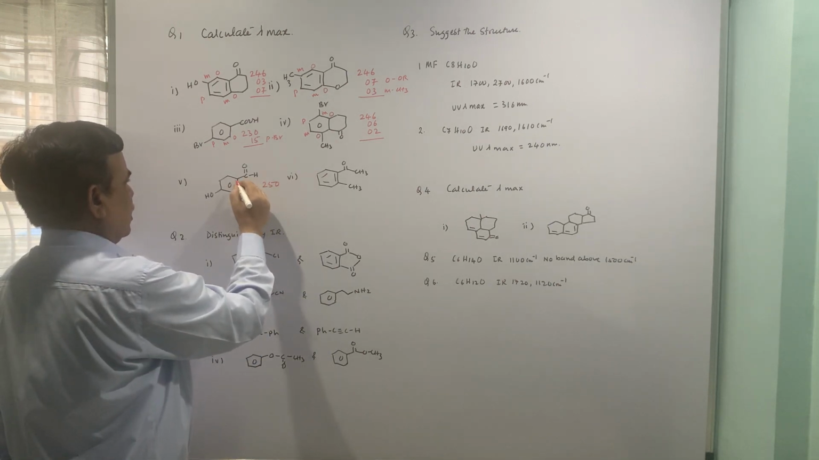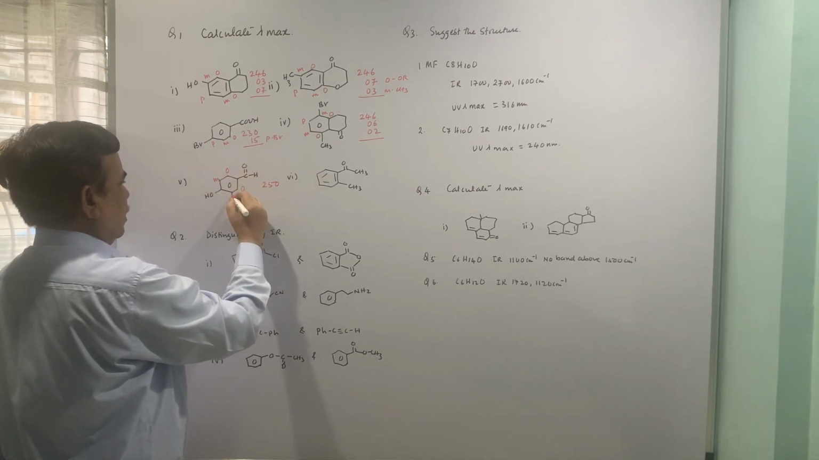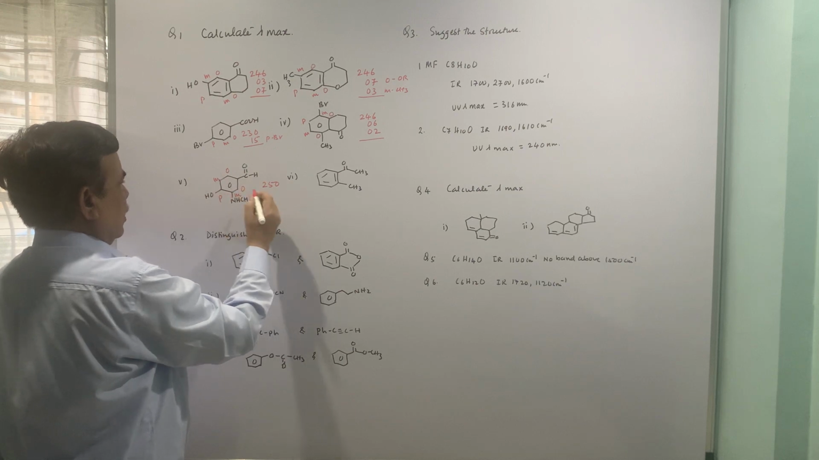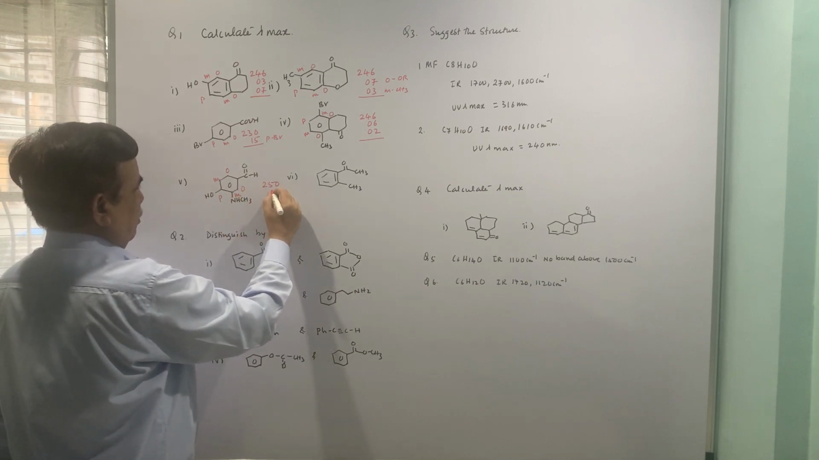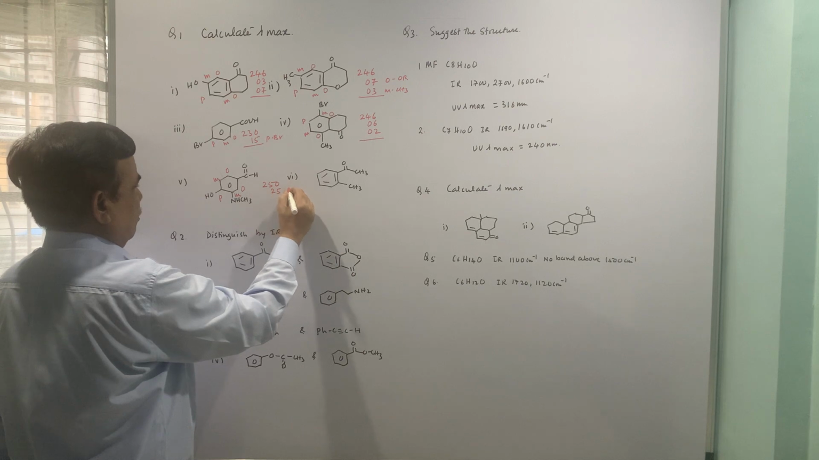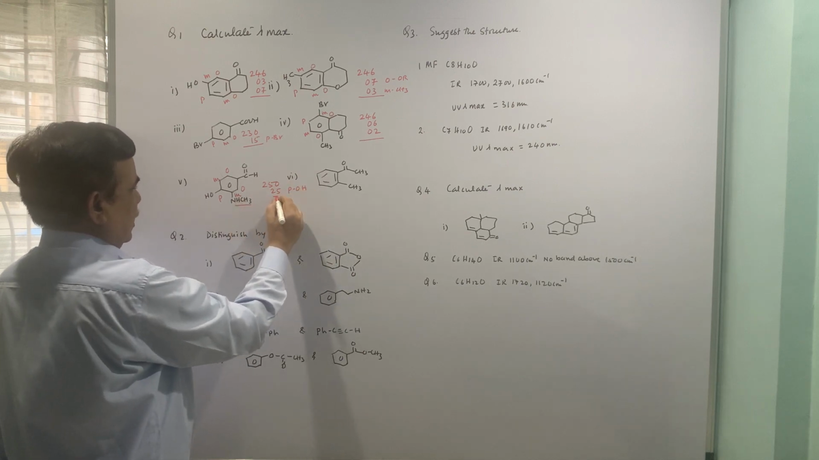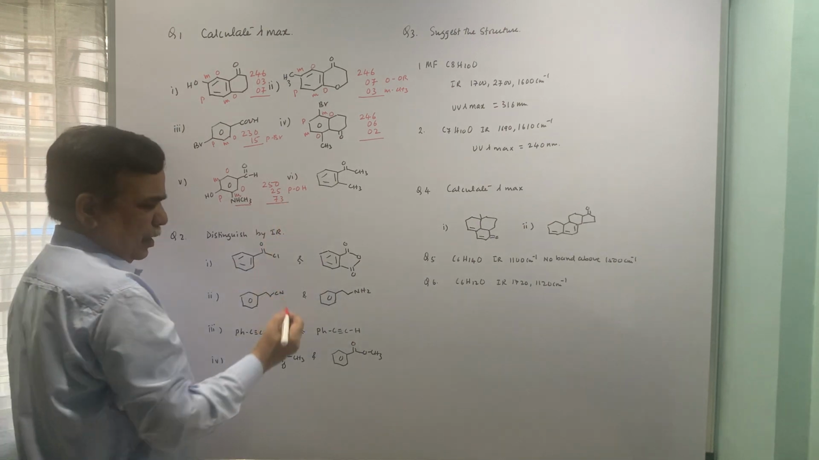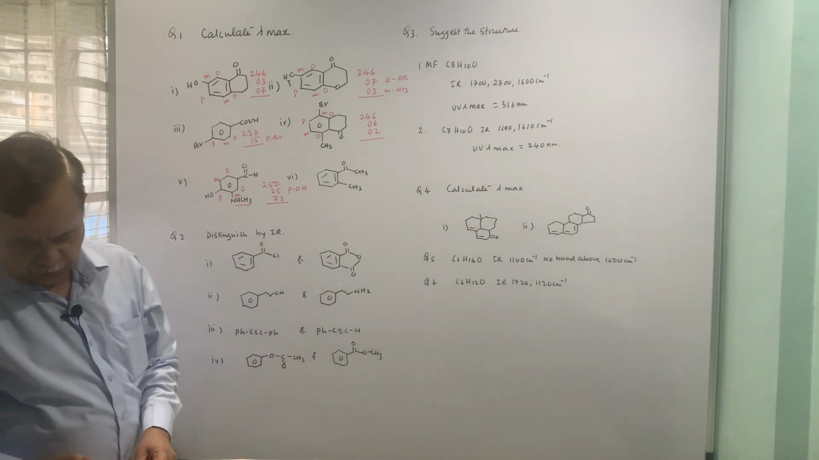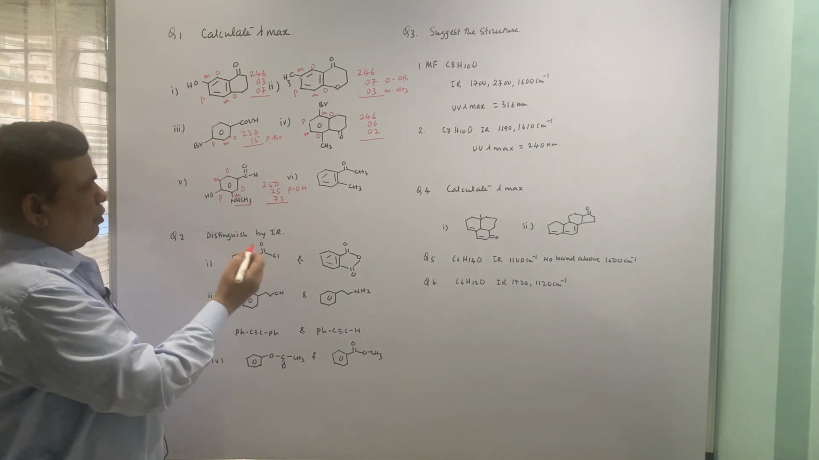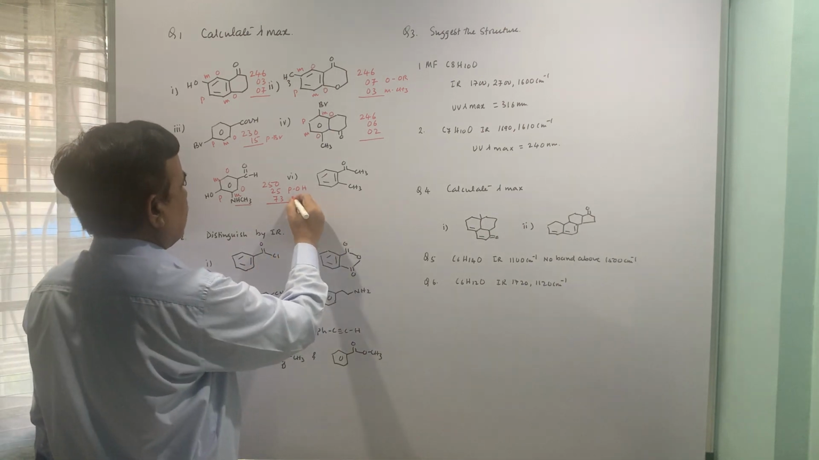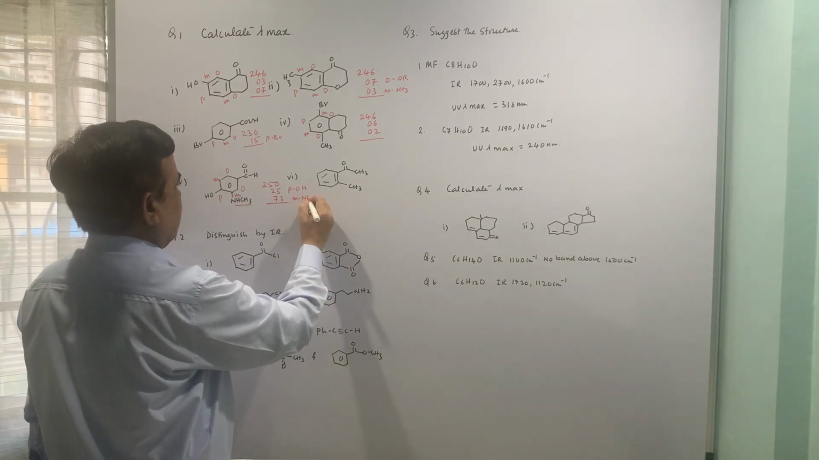With respect to this, ortho, meta, and para. Para hydroxy is 25. I am just putting para hydroxy here, and NHCH3 at meta position is 73. That is what we have. So you have to do the summation. This is meta NHCH3.